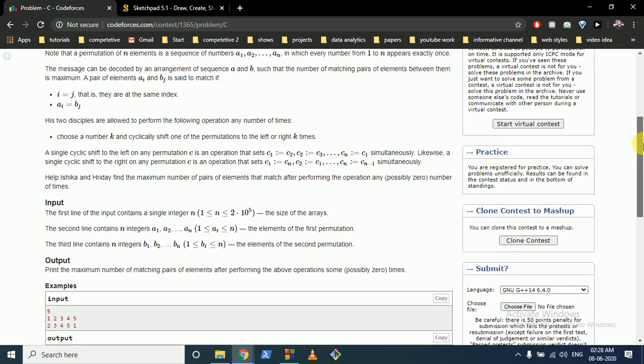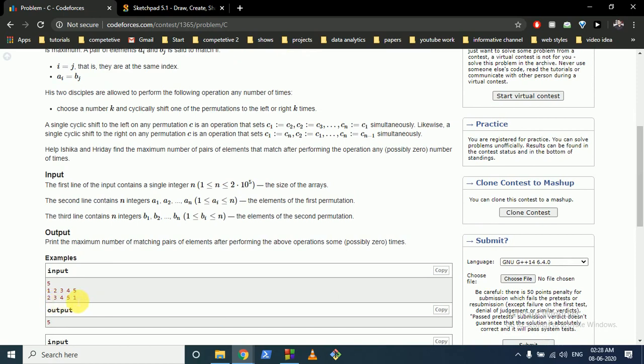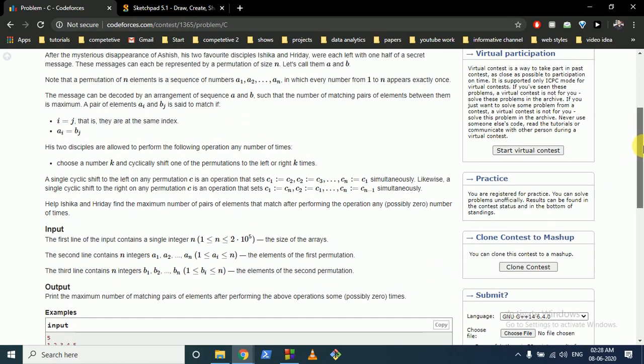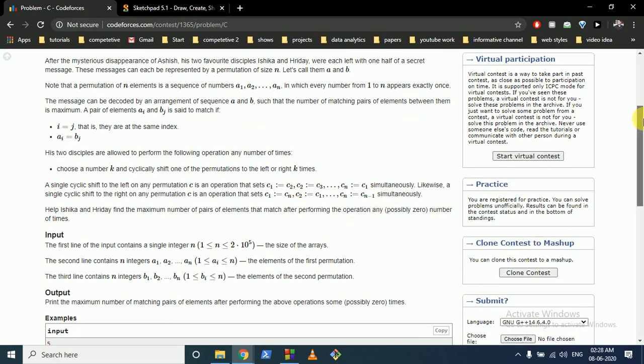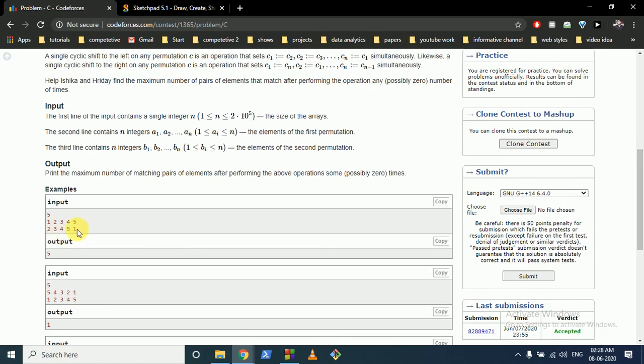What you can do here is cyclically shift one of the permutations. You can cyclically shift all the elements k times. If you cyclically shift to the left by one, this will shift to this position, this to this position, this to this position, because you are shifting everything one to the left. Or if you are shifting everything one to the right, this will come to this position, this to this position, and this to this position.